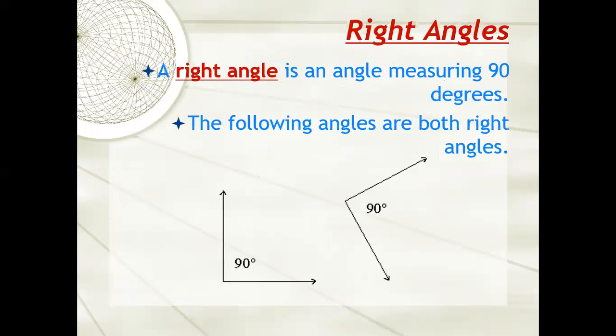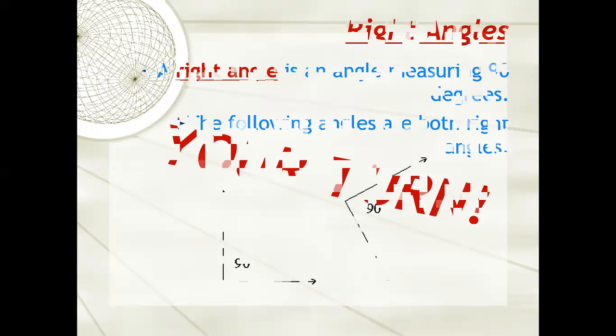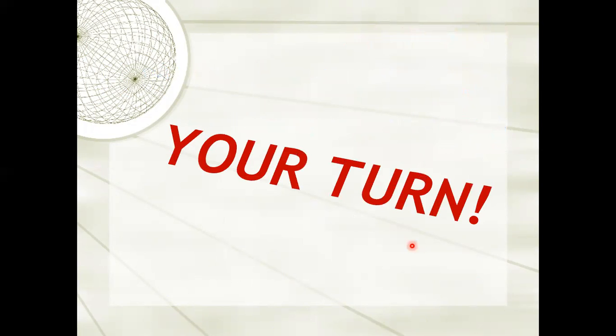Then we have a right angle. A right angle is 90 degrees, only 90 degrees. So a right angle is an angle measuring 90 degrees. The following angles are both right angles. You can see both angles represent 90 degrees, so these are right angles. Now this is your turn.